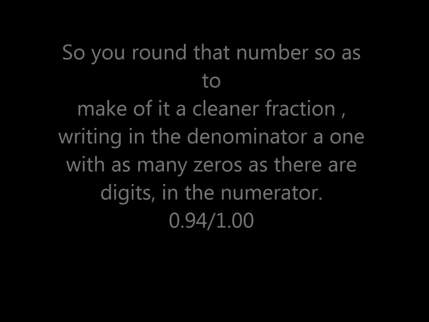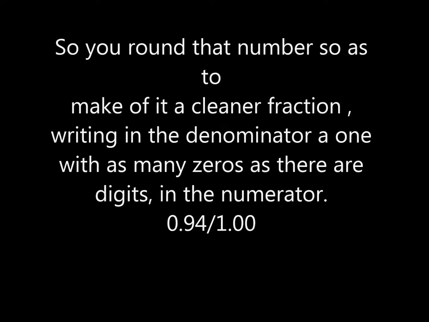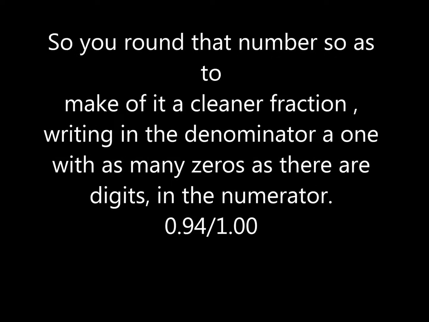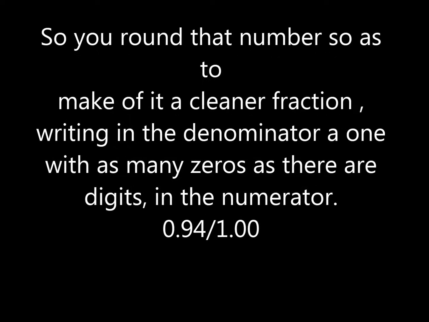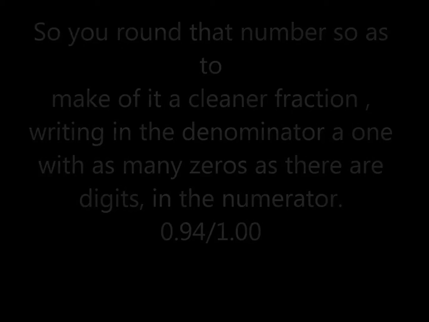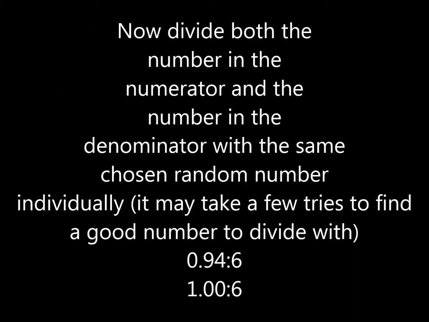So you rounded numbers so as to make of it a cleaner fraction, writing in the denominator 1 with as many zeros as there are digits. Now divide both the number in the numerator and the number in the denominator with the same chosen random number individually. It may take a few tries to find a good number to divide with. Like in this example where I divided 0.94 by 6 and 1.00 by 6.